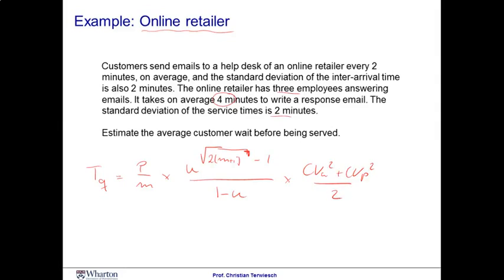Alright, now let's look at the ingredients for this question. We have a fairly obvious P equals 4 minutes. We have 3 employees, so m equals 3. The utilization, as I said before, we're going to compute as flow rate divided by capacity, which we said equates to P divided by A times m. So P is 4, A is 2, the emails come in every 2 minutes, times 3 employees, so that is 66%.